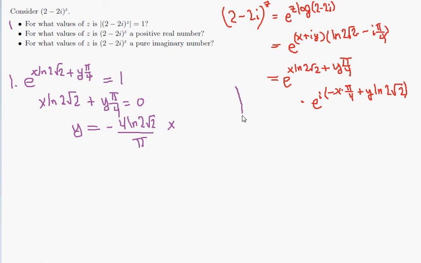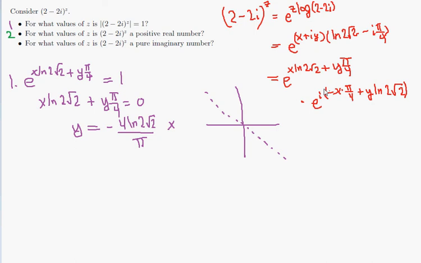So that defines in the complex plane a line. So something like this. There is a line in the complex plane so that for every number on this line, when I take 2 minus 2i to any number on this line, I get another complex number that has modulus 1. So that's the first part. Second part. For what values of z is 2 minus 2i to the z a positive real number?